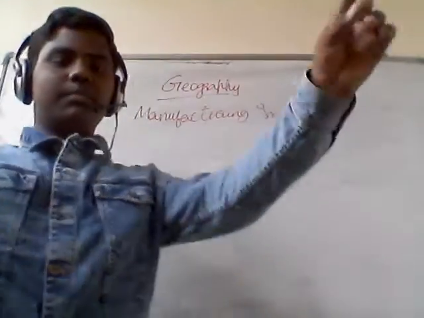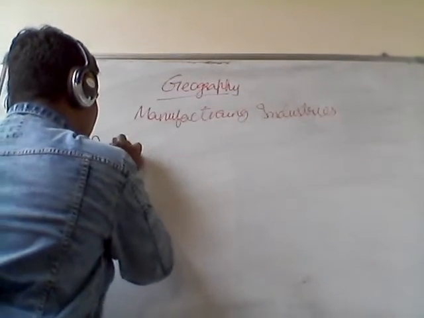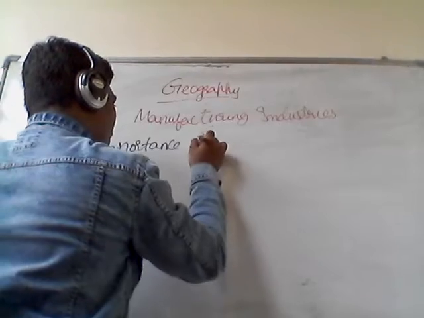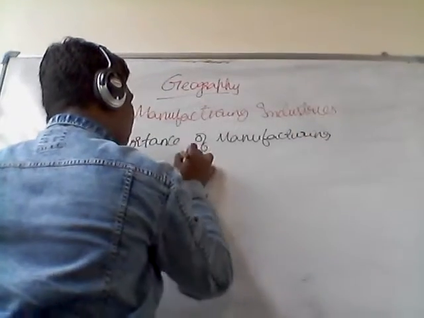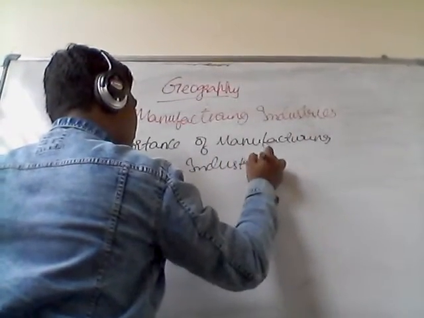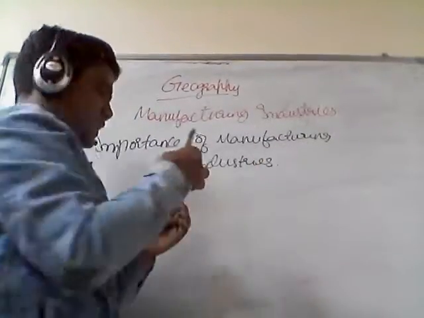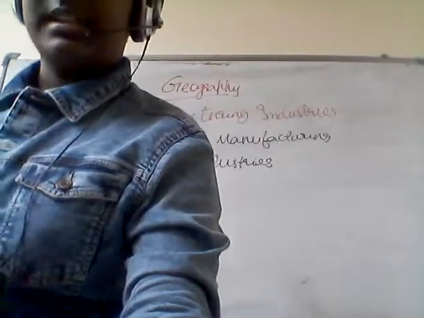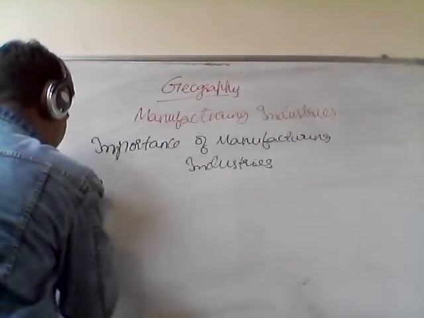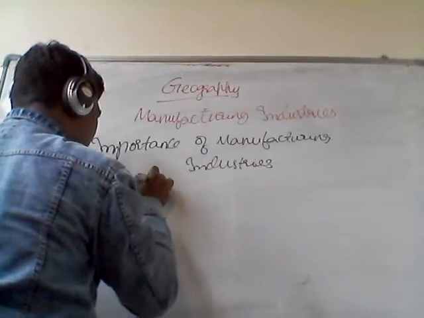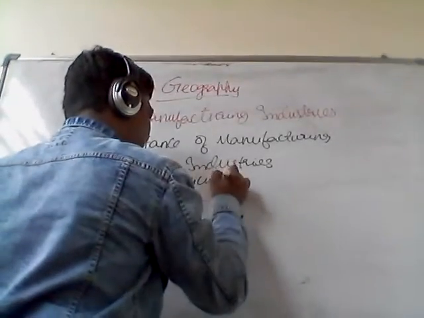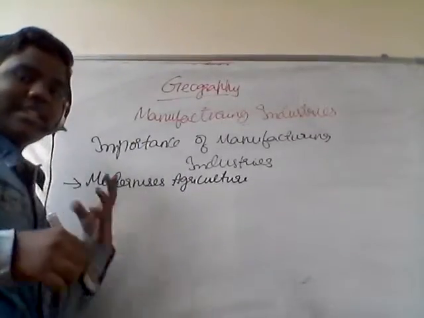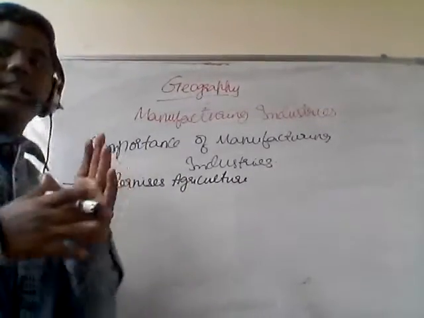Now let us look into the importance of manufacturing industries. What is the importance that a manufacturing industry has? Let us have a look. The first importance is that it modernizes agriculture. What do we mean by it modernizes agriculture? It produces development in agriculture.